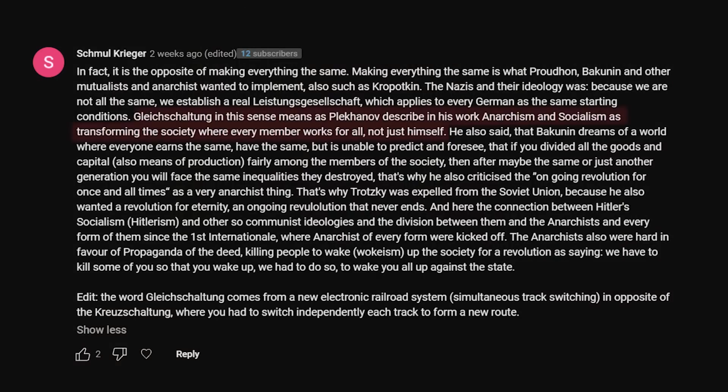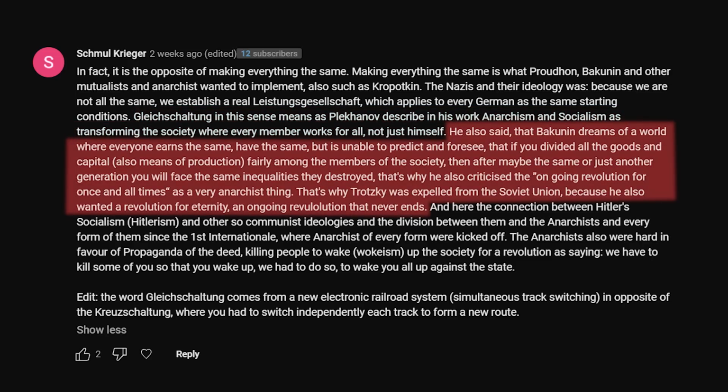But Krieger continues, Gleichschaltung in this sense means, as Plekhanov describes in his work Anarchism and Socialism, transforming the society where every member works for all, not just himself. Exactly, nobody's the same, but we're all working together towards the same goal. Therefore, we're all on the same switchboard.